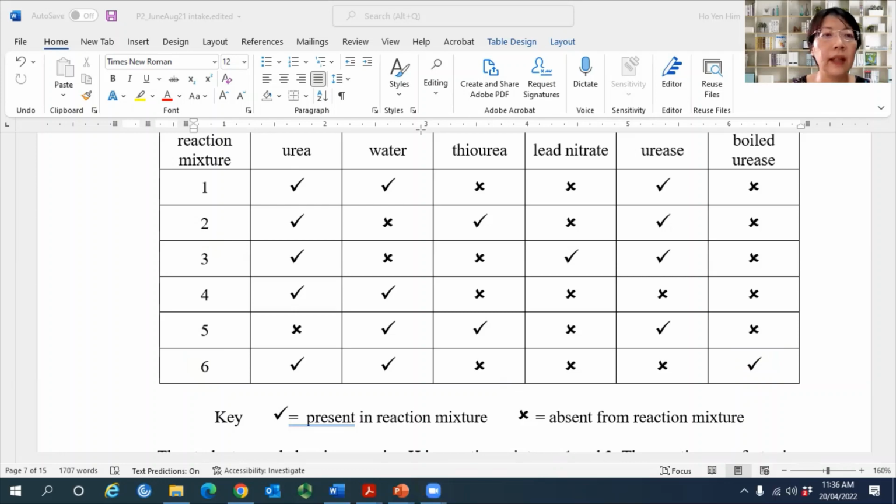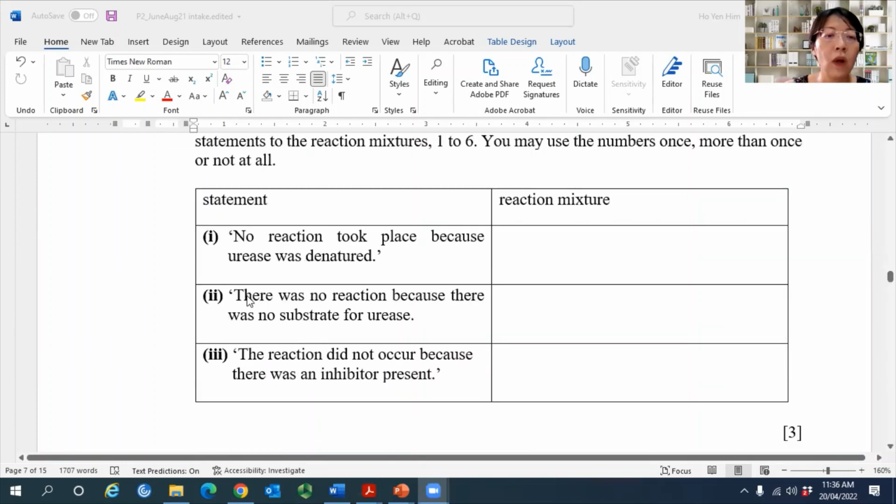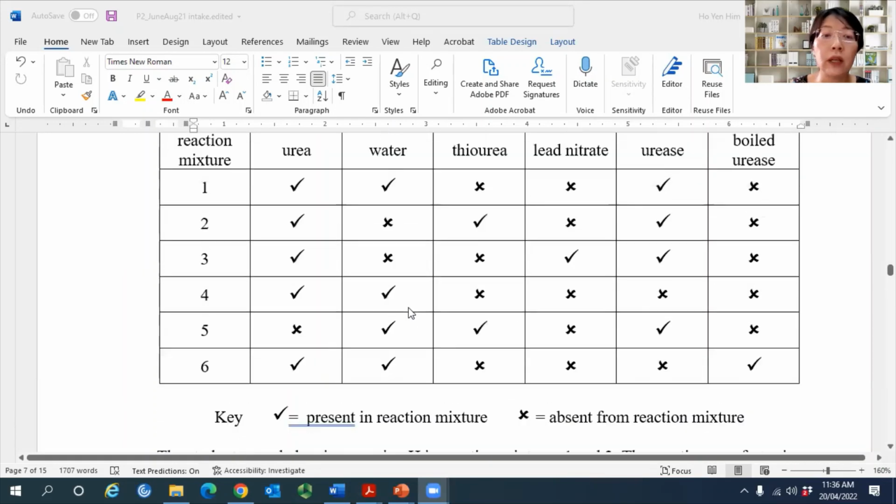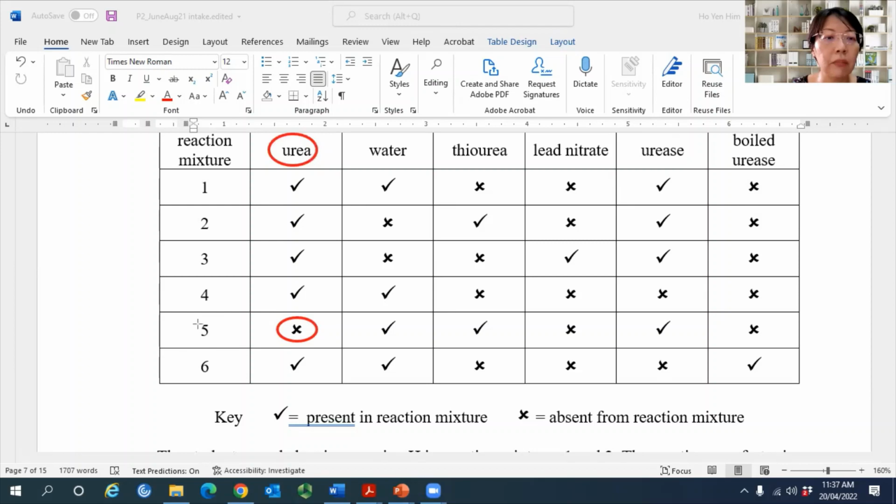Then the next one is part 2. There was no reaction because there was no substrate for urease. That means no urea, right? So look for the reaction mixture without urea. That means the answer is this one, which has no urea. So it's number 5. So the answer is 5.